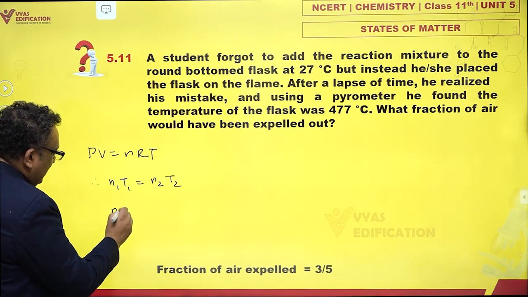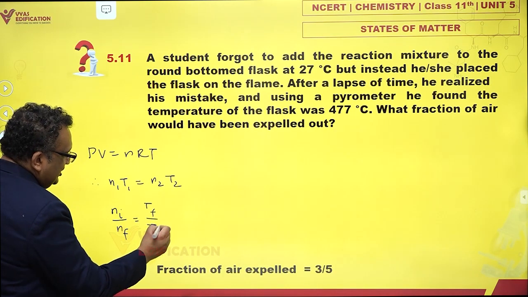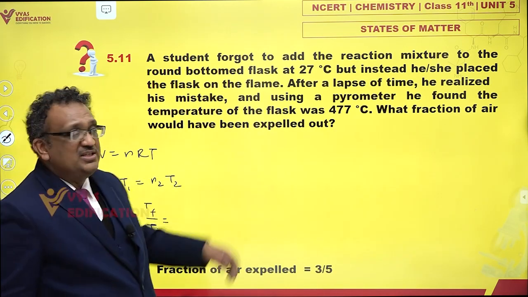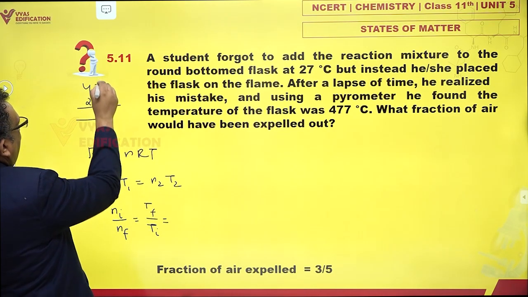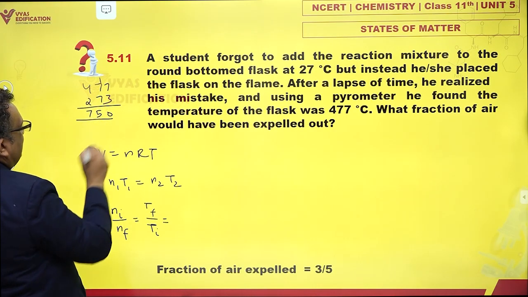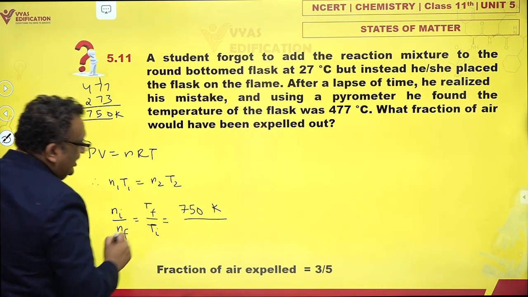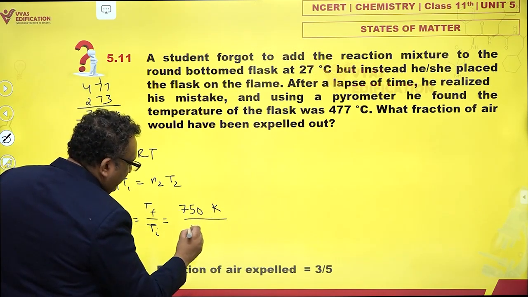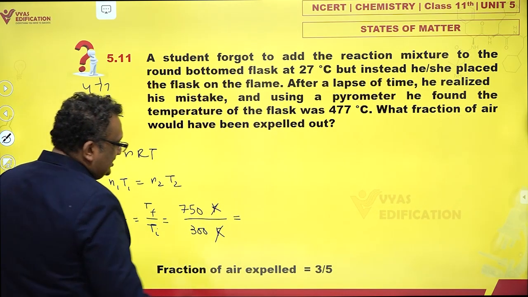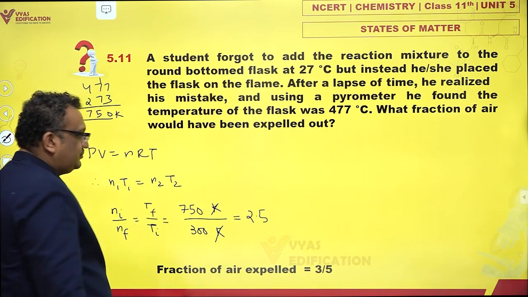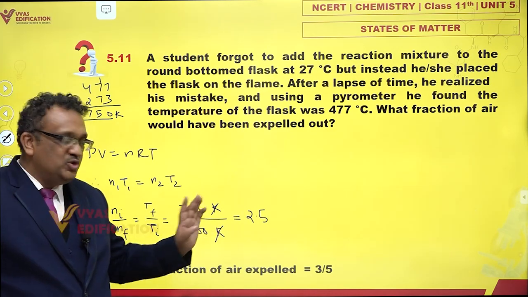So moles initially by moles final is temperature final by temperature initial, and final temperature is 477 degrees Celsius. 477 and 273, if you add, you get 750 Kelvin. So final temperature is 750 Kelvin. Initial temperature 27 degrees Celsius is 300 Kelvin. How much is this ratio? This comes out to be 2.5. So the ratio of initial to final moles is 2.5.